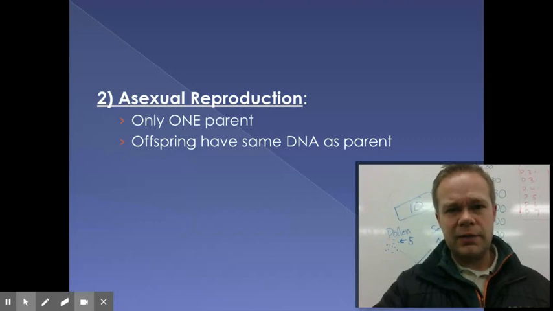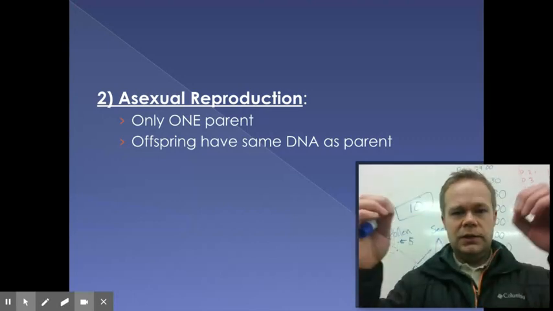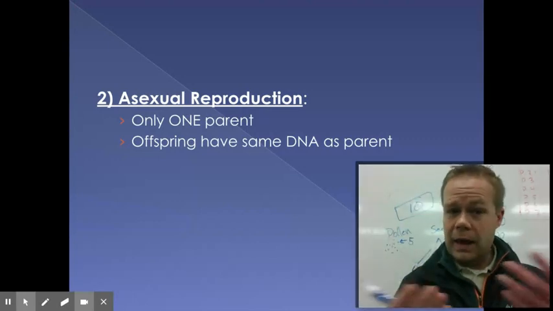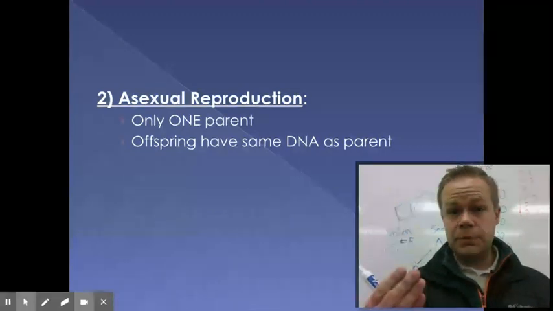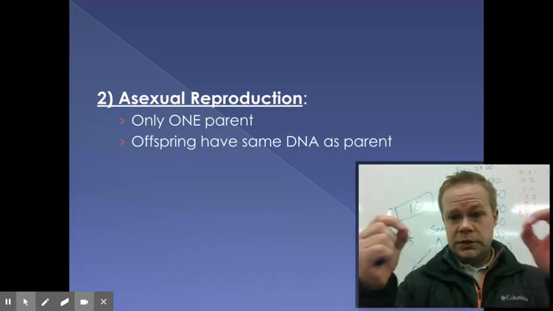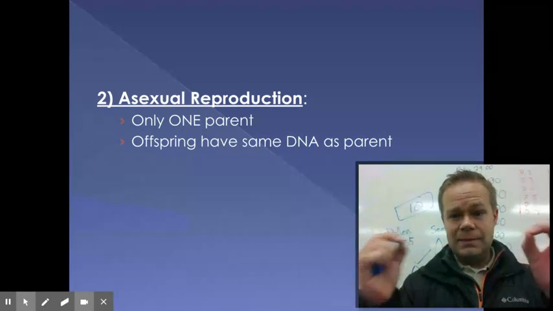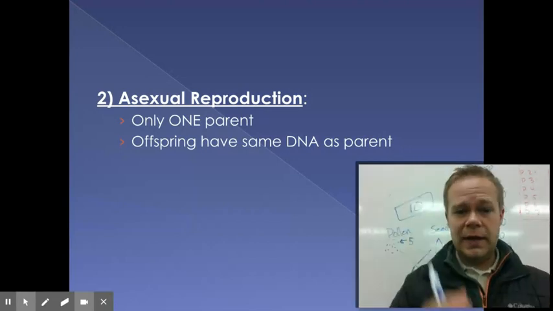Usually we're talking about a cell dividing, like a bacteria splitting into 2 bacteria. And when it does that, it copies all the DNA. So the offspring, right, you have one that splits into 2. Those 2 offspring have the exact same DNA as the original cell did, the original bacteria.